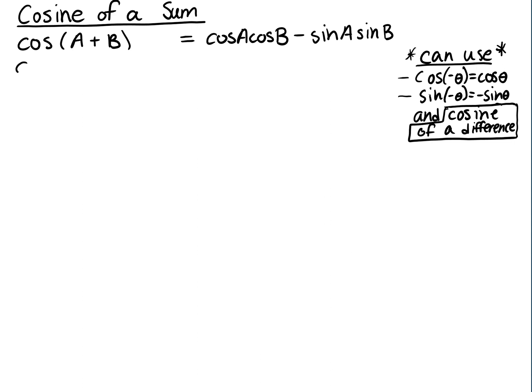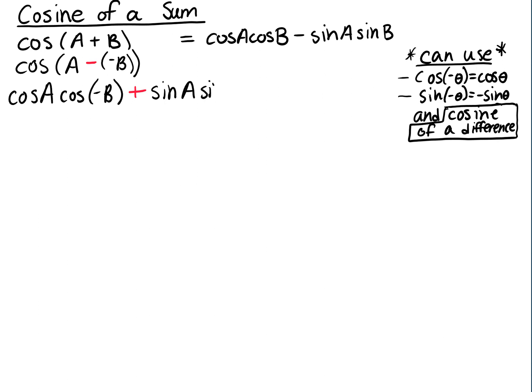So first thing I'm going to do is change this into subtraction so that I can use the difference identity. And in order to do that, I'm just going to do minus a negative b. And now I'm going to expand using the difference formula. So we're going to do cosine A, cosine of negative b, because that's the second angle that's in there, plus, and you'll notice with the sum and difference identities for cosine, it's the opposite sign that goes in the middle, and then we'll do sine of A, sine of negative b.